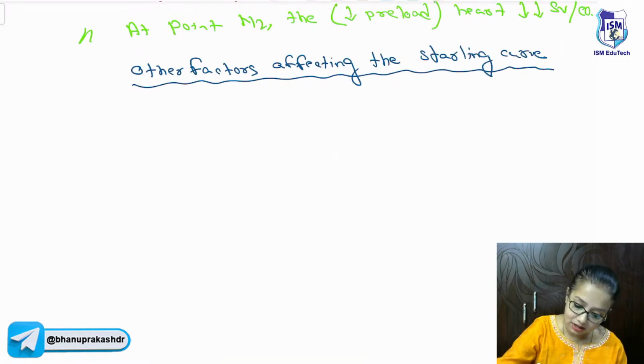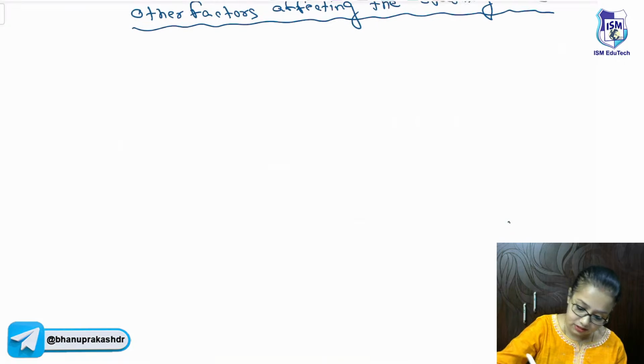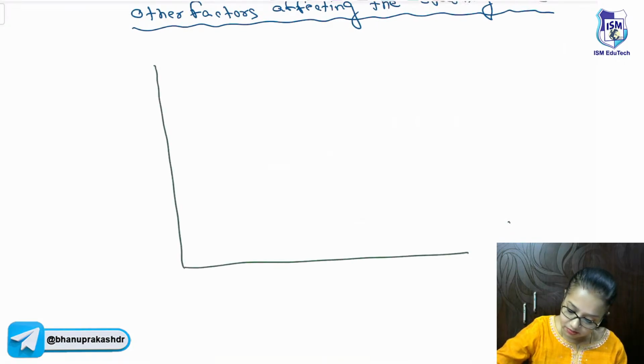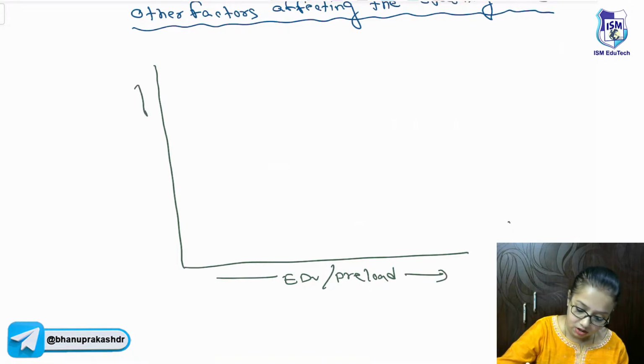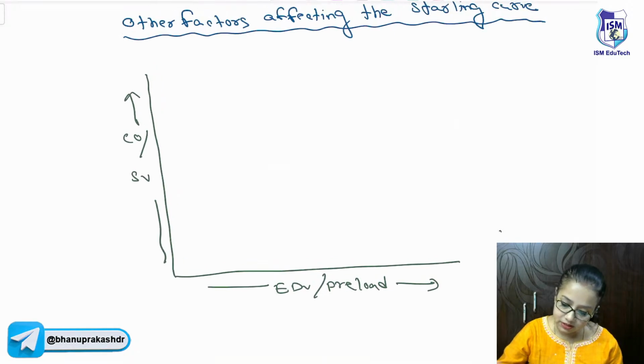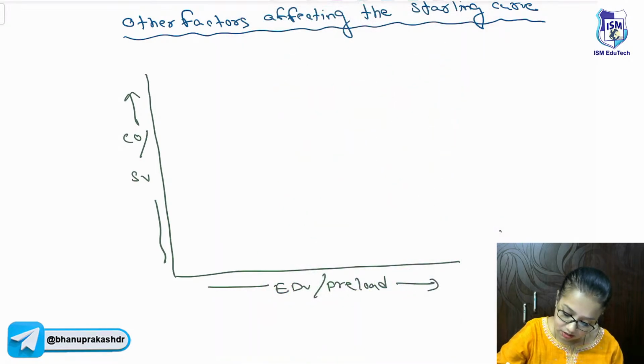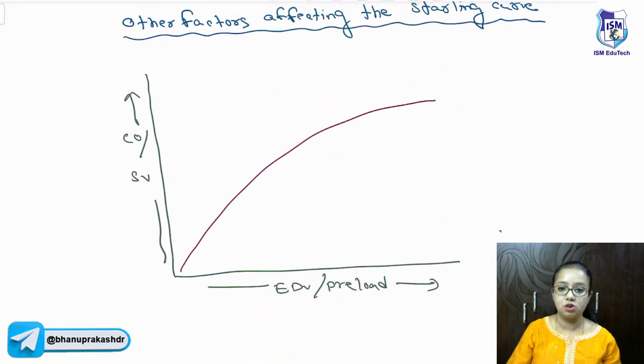Okay, again, let us draw the graph. So, if we draw the same Starling graph, here we have the end diastolic volume or the preload on our x-axis, and on our y-axis we again draw the cardiac output and the stroke volume. So first is our normal curve as we have it, the normal one.